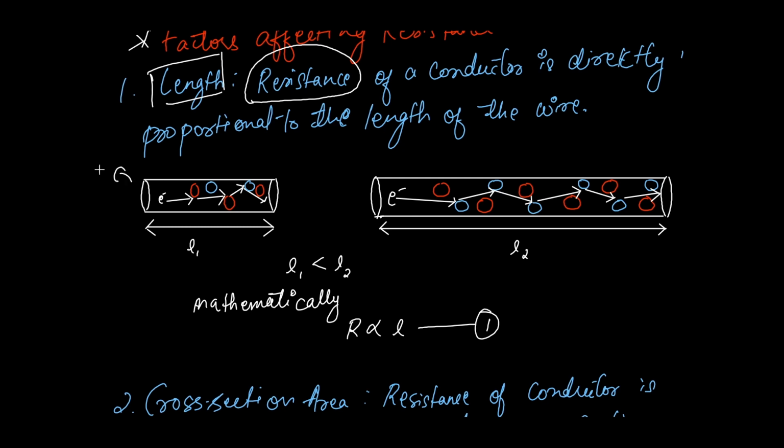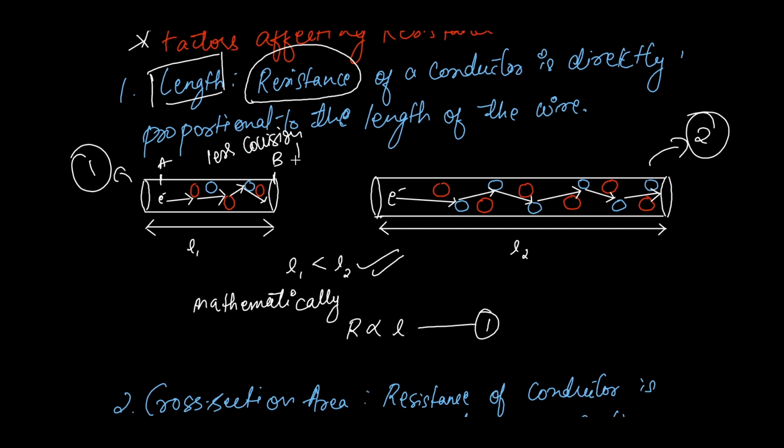So again, consider this as conductor 1 and this as conductor 2. Conductor 1 has a length L1 and conductor 2 has a length L2. You can clearly see L2 is greater than L1. When the electron has to go from one place to another, in L1, since the length is shorter, it has to face fewer collisions. Okay, less collision, and less collision means less resistance.